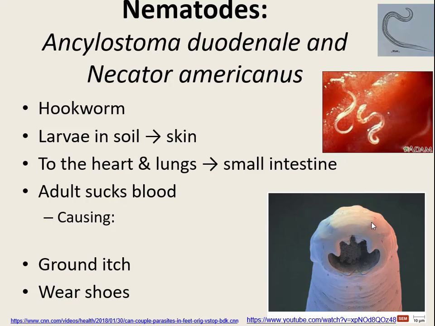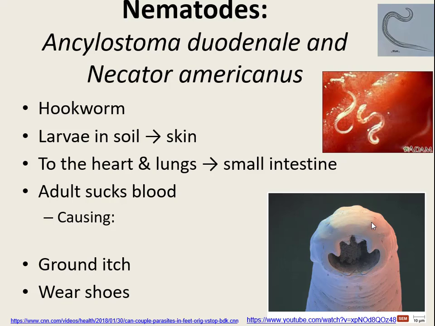Now, with hookworms, when eggs are released, they will hatch into larvae in soil. How we pick them up is the worms can burrow through our skin. They will travel to the heart and lungs. They will hang out there and develop. Again, to get to the small intestine, we have to cough them up and swallow them back down. And then once they get to the small intestine, they can live there for 1 to 2 years and sometimes even longer.